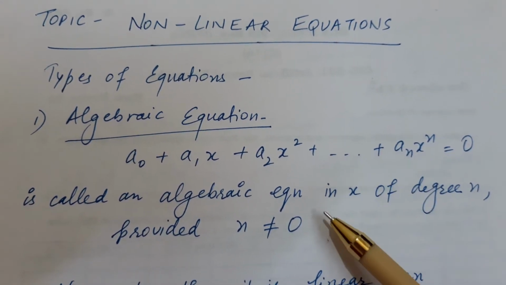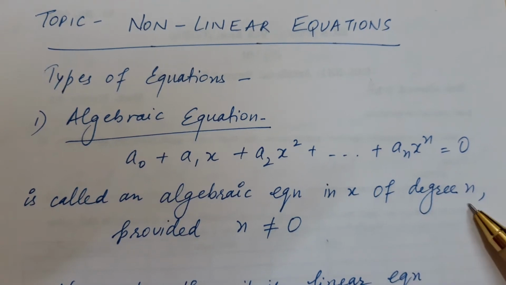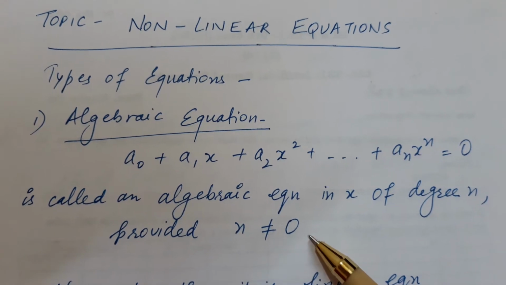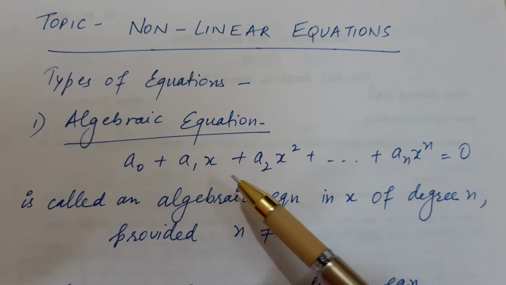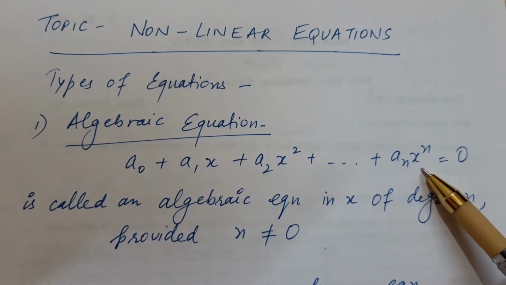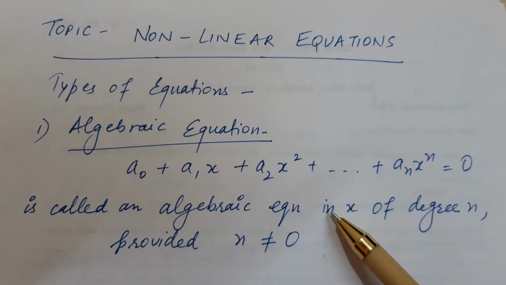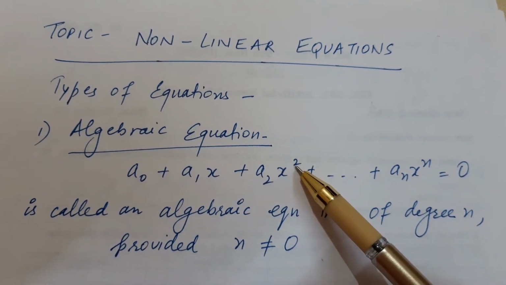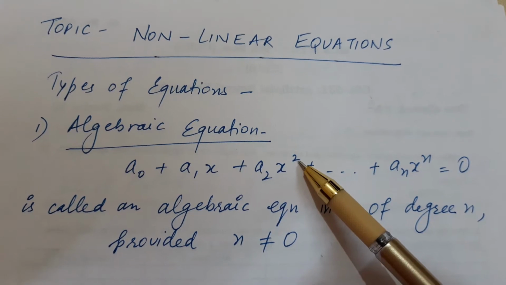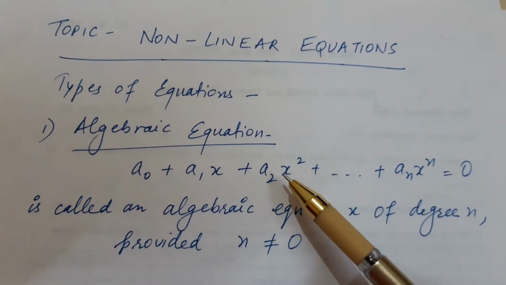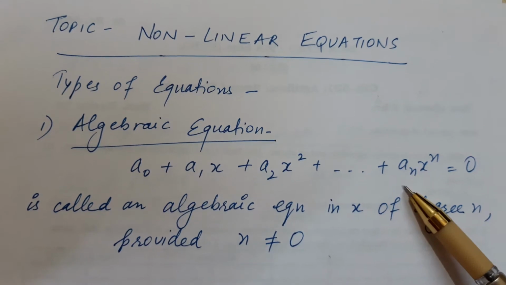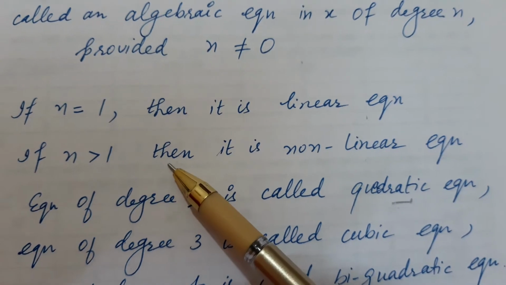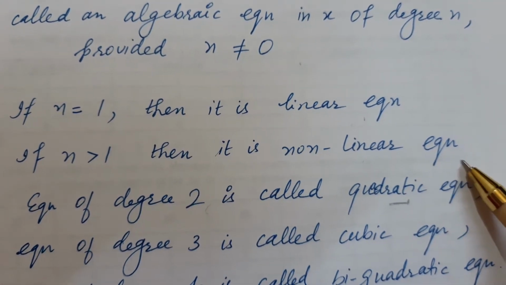It is called an algebraic equation in x of degree n, provided n is not equal to 0. Like here, the values are used, and the highest degree value of n is 2 as mentioned. So it is a non-linear equation. When the value of n is equal to 1, it is known as a linear equation. If the value of n is greater than 1, then it is a non-linear equation.